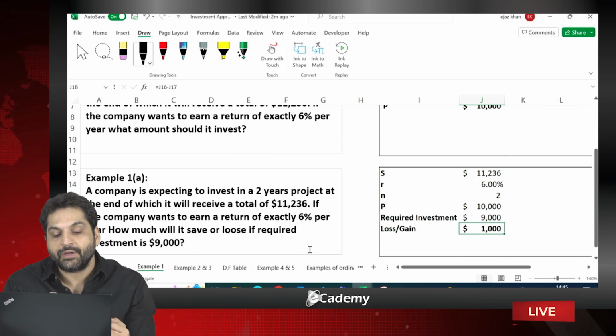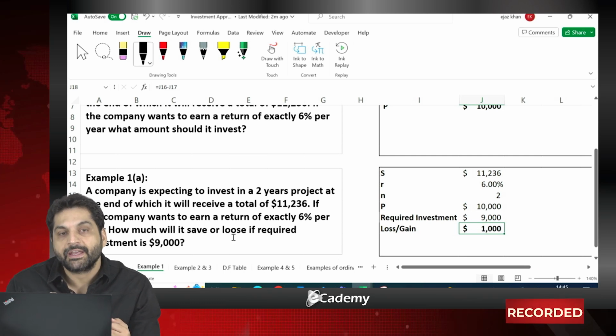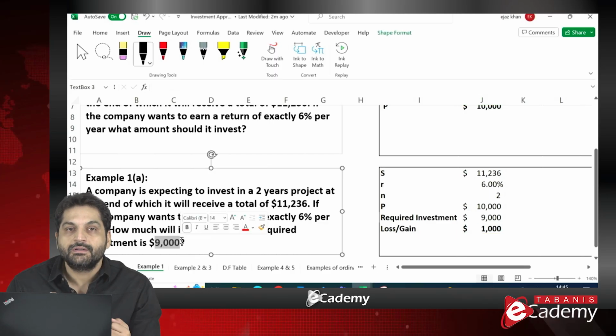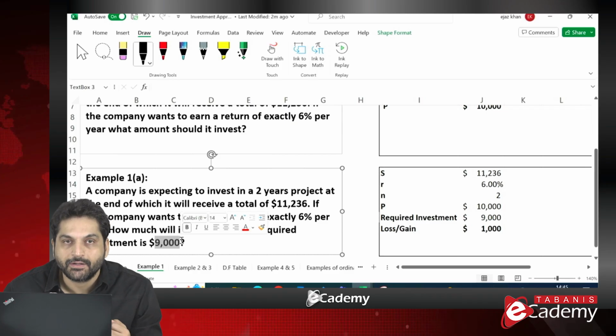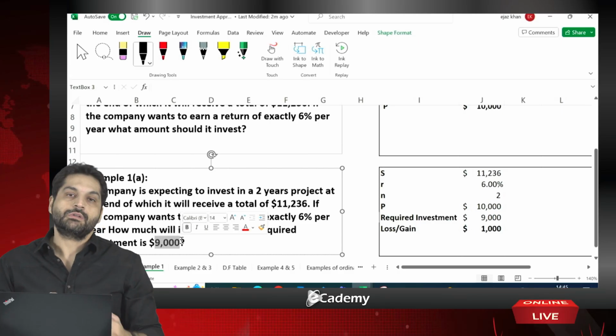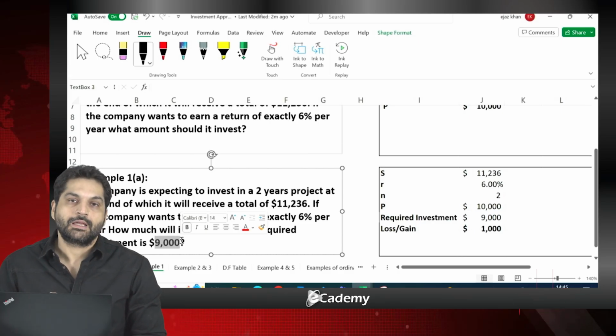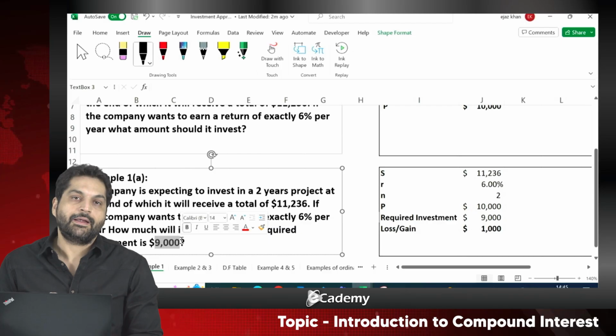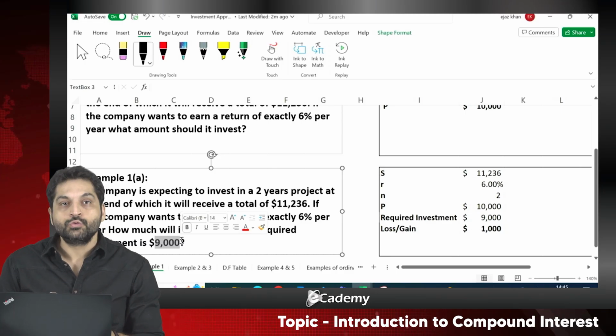Let's say if you have the same question, exactly the same, but the required investment is $10,800, instead of 9,000. Just think for a while and come up with the answer how much the company is going to save or lose if it goes for this investment, providing that it needs a return of 6%.